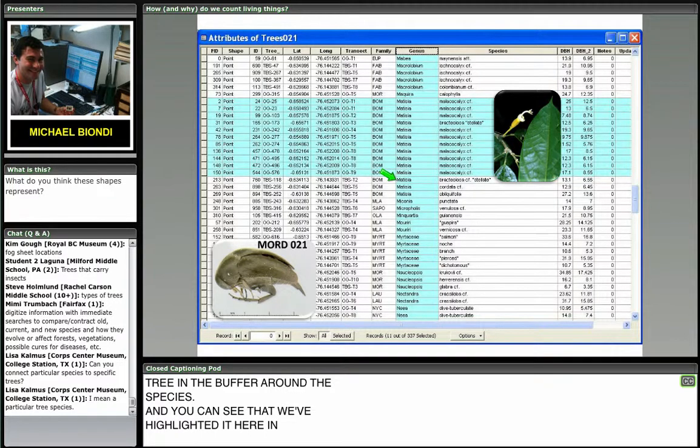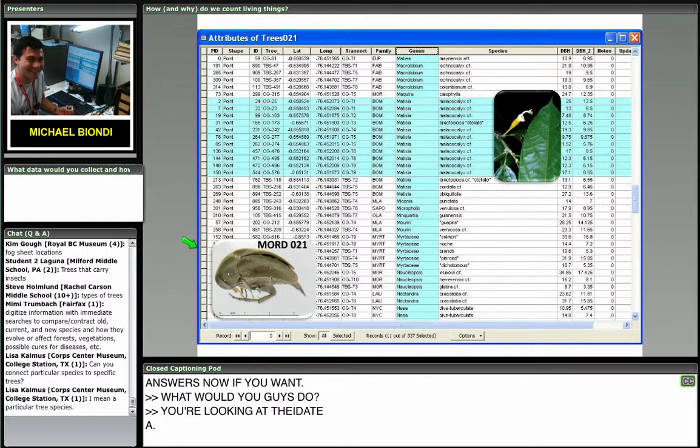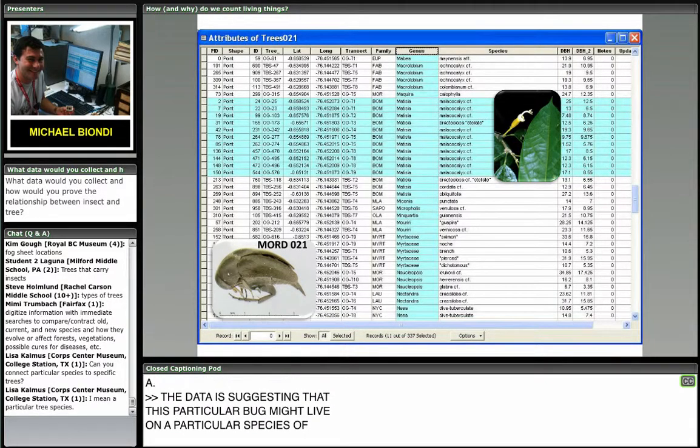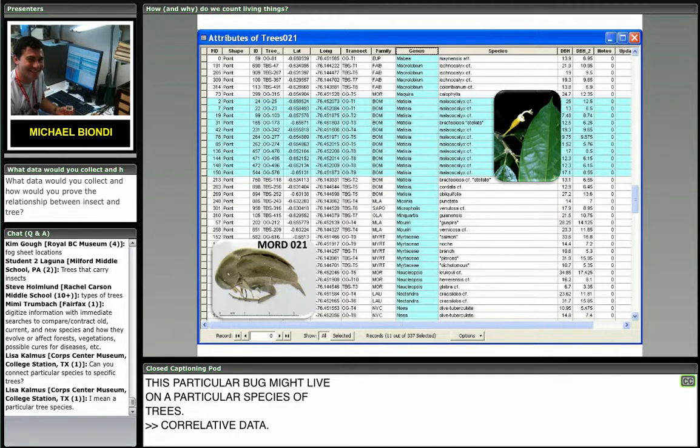And so how do you think that we can test our hypothesis that beetle 21 possibly lives on the tree of the genus Maltesia? I guess you could type in your answers now if you want. What would you guys do if you wanted to test this hypothesis? So you're looking at the data, and the data is suggesting that this particular bug might live on a particular species of tree. So you have correlative data. How would you test that your data modeling is accurate? And let's assume now you have unlimited funds and unlimited time.